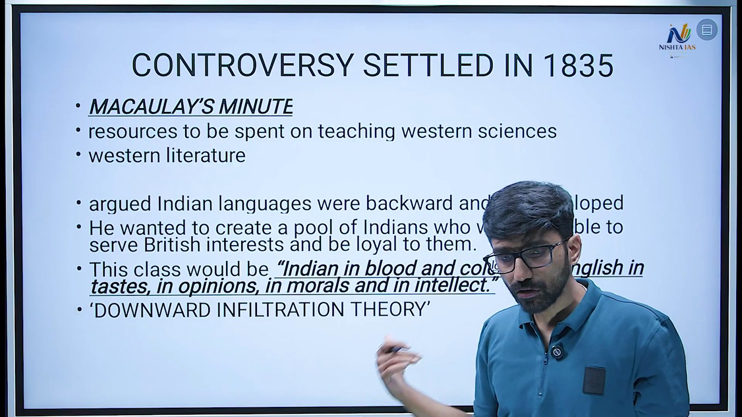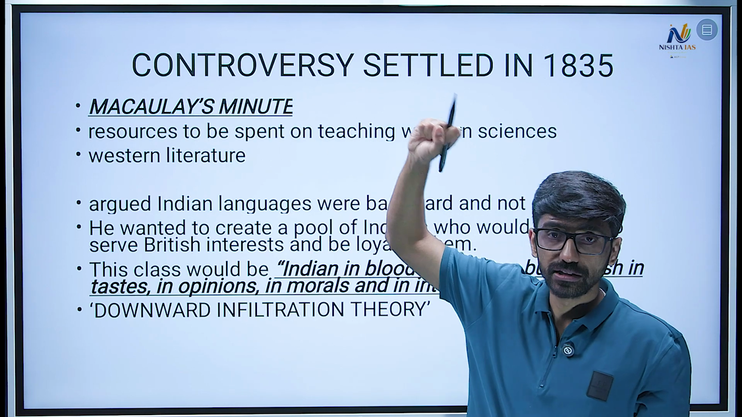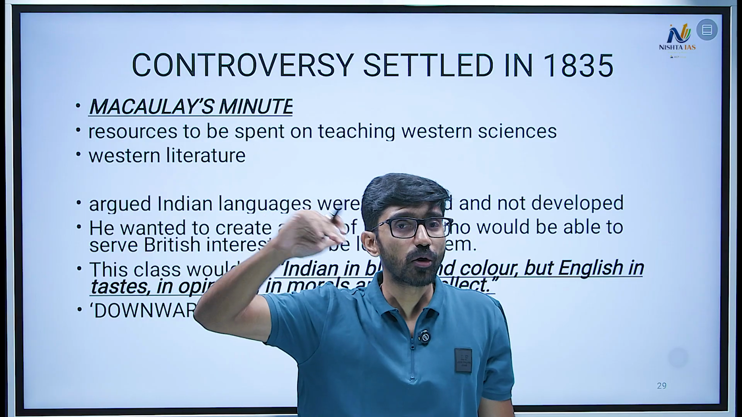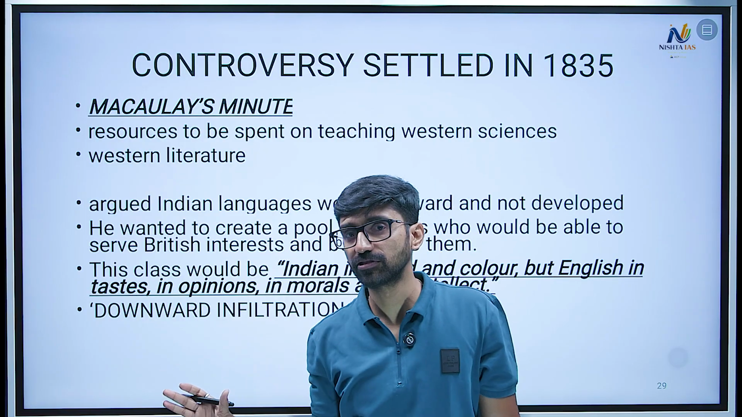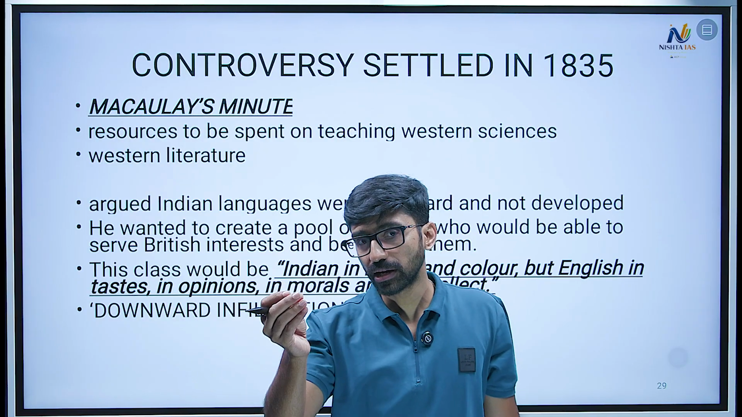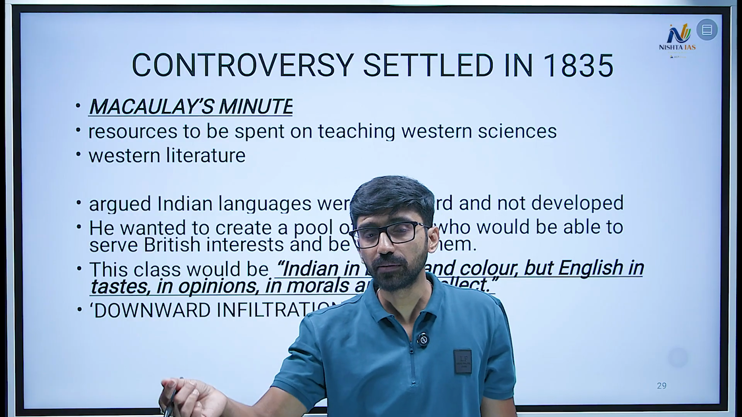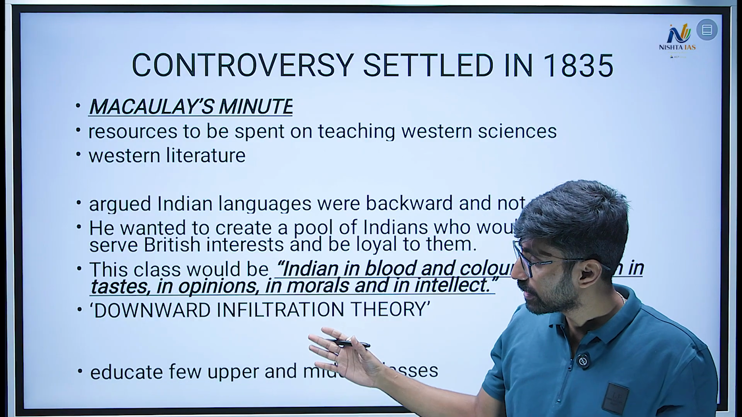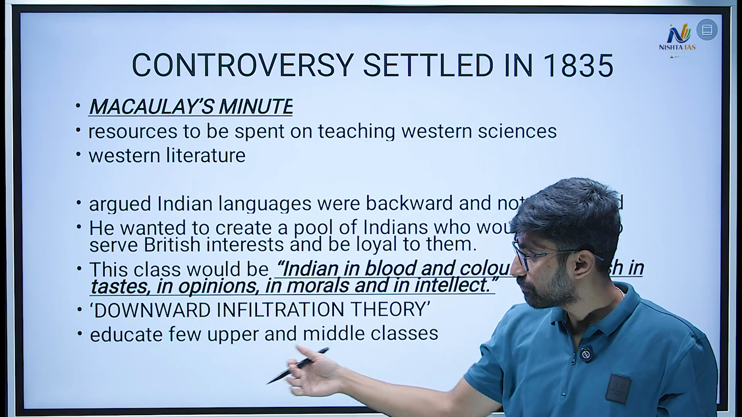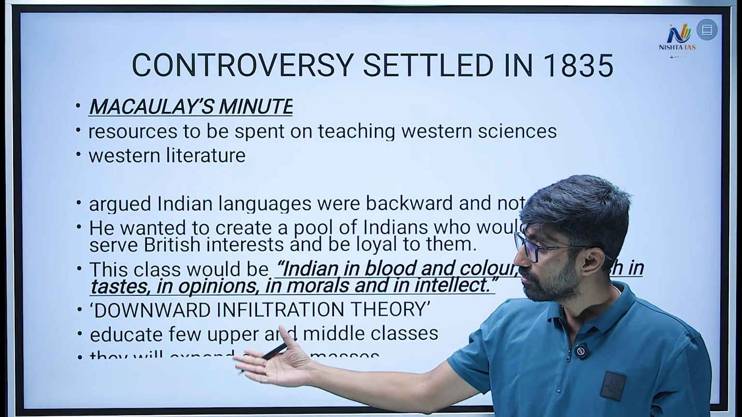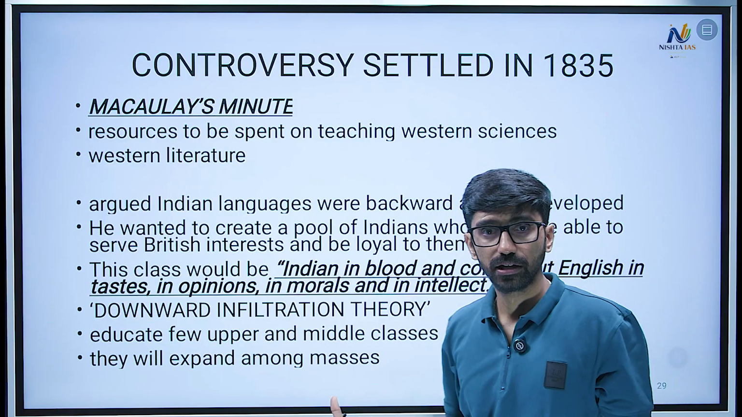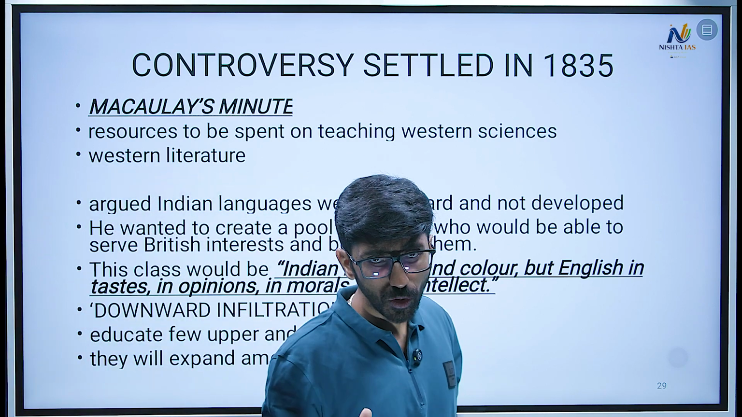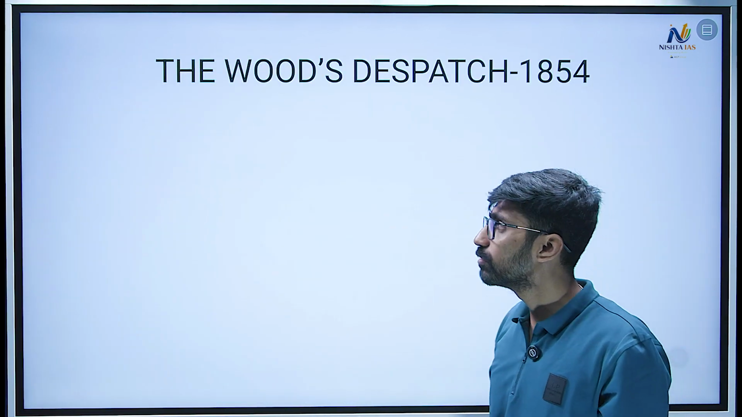infiltration theory. What is this downward infiltration theory? Macaulay suggested that we are going to educate only a few people, that is upper caste or middle caste. We are not going to open schools for mass education. They neglected mass education in the belief that the upper and middle castes would help the education of the lower castes. Educate a few upper and middle classes, and they will percolate it and expand it among the masses. So Macaulay's Minute did not give any importance to mass education, educating only a few sections.